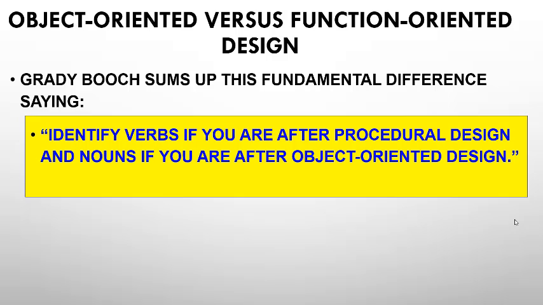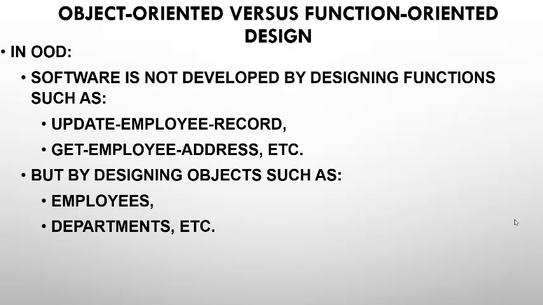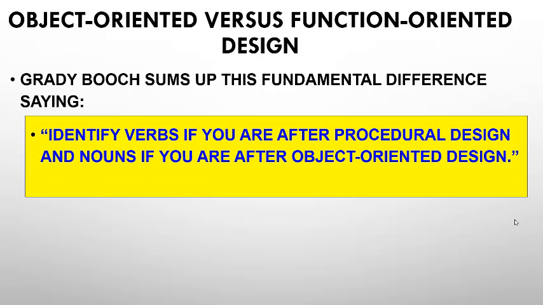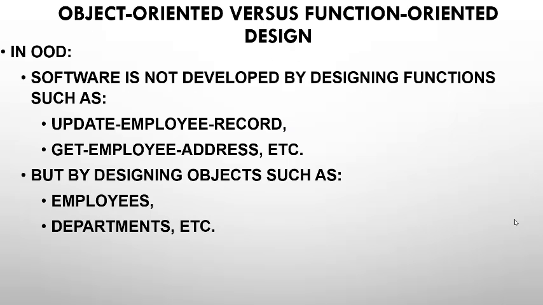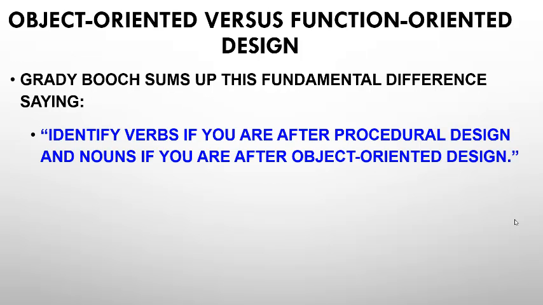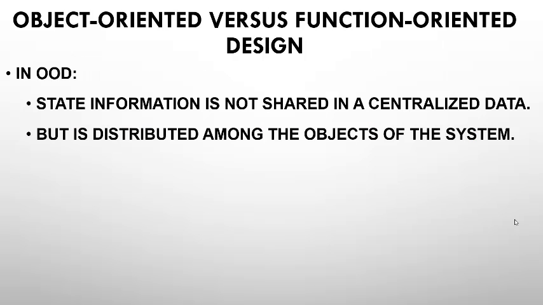Grady Booch sums up the fundamental difference by saying: identify verbs if you are after procedural design and nouns if you are after object-oriented design. So in object-oriented design, we use nouns like employees, departments, and in procedural or function-oriented design, we use verbs like update employee record, get employee address, etc.